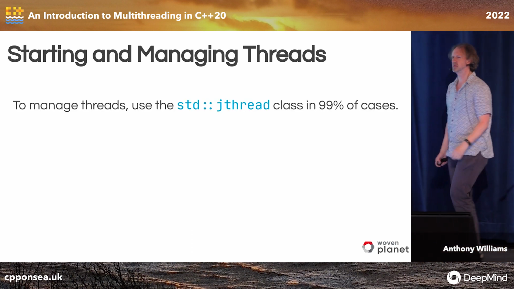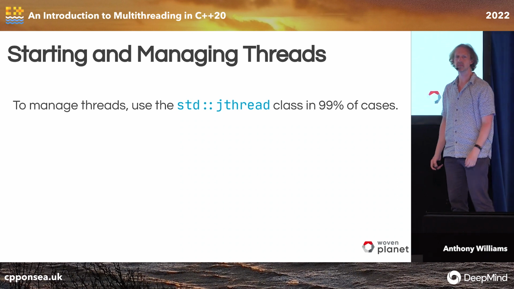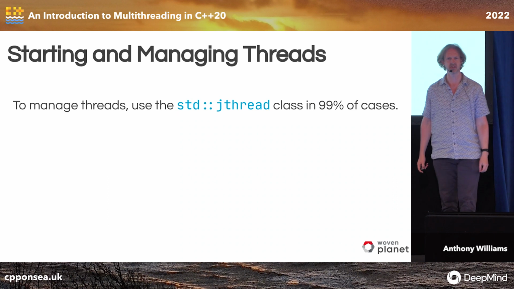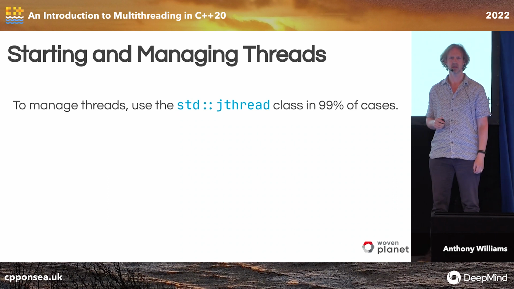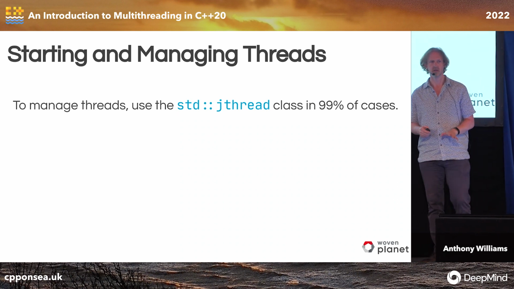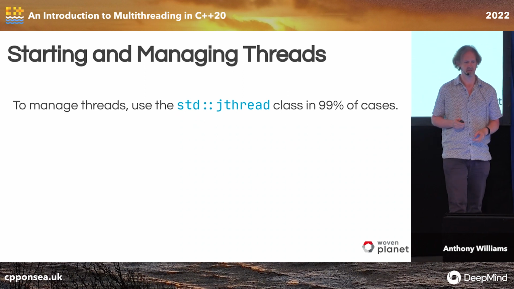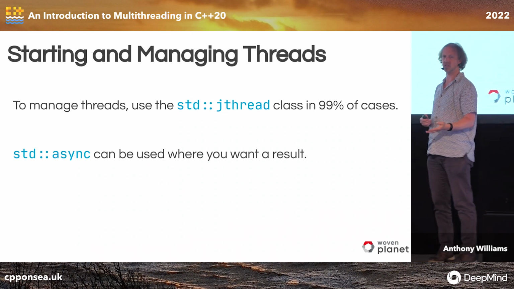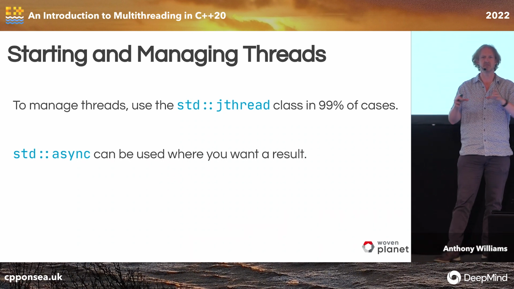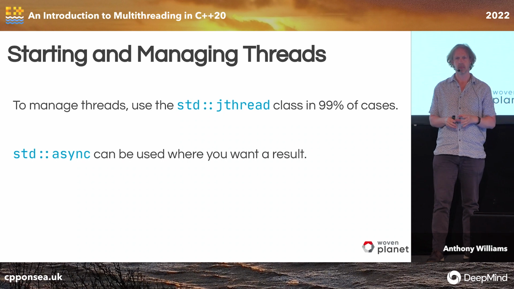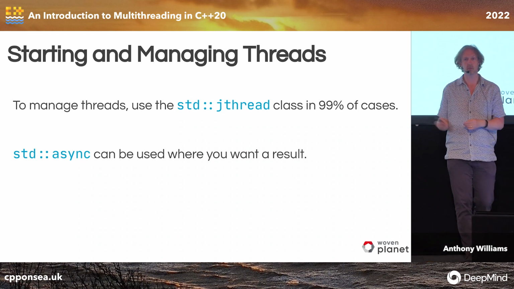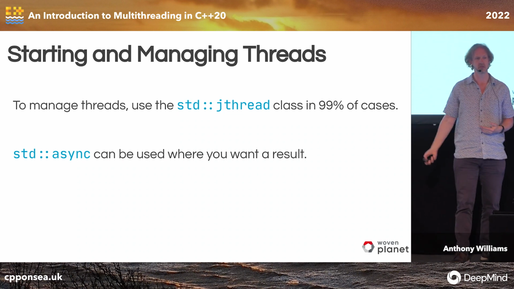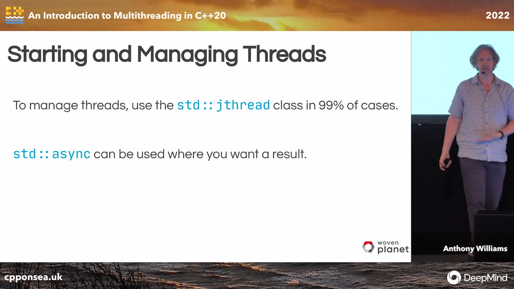If you're using C++20 and you're trying to manually manage threads, in 99%, if not more, of cases, you want to use std::jthread. There are other ways you can do it, but mostly you want to do this. If you really want to run your thread to get a specific result back, then you can use std::async, and that will give you a future that you can use to wait for the result and wait for the thread to finish. So you can use std::async.